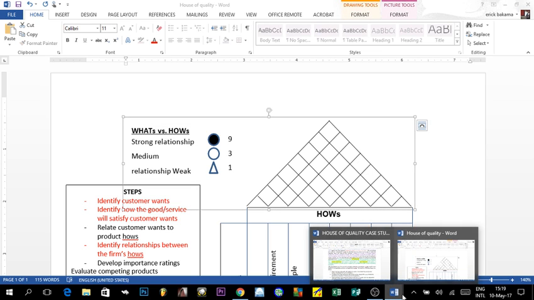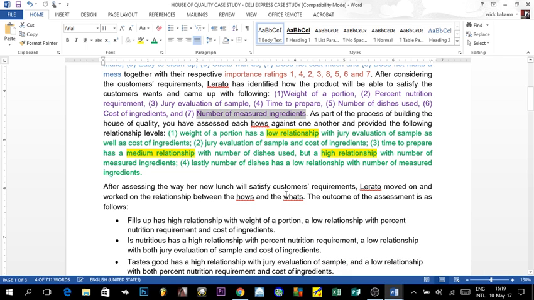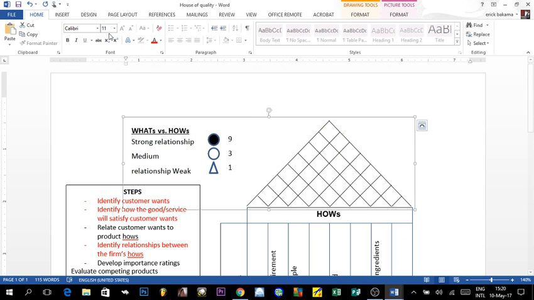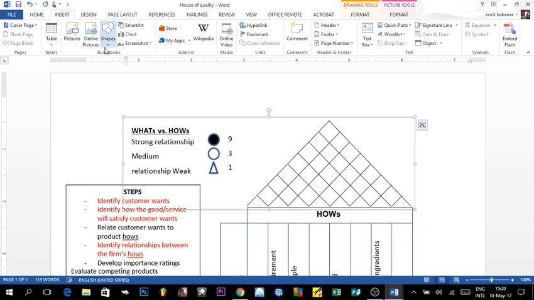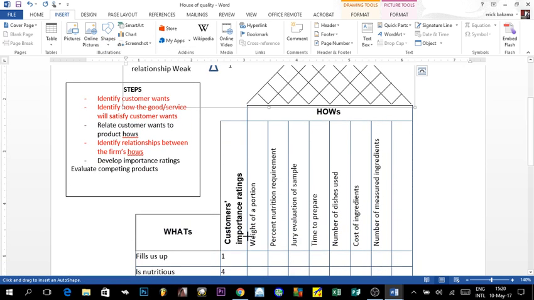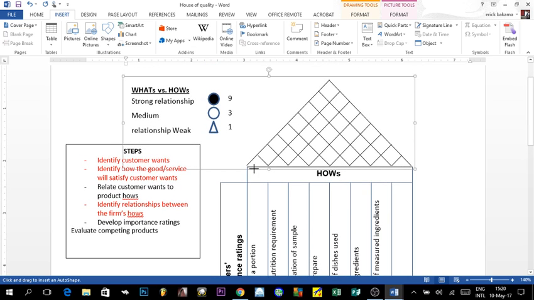Now we come back to our case study, and we look at the relationship, the green part, between the hows, how the company is going to satisfy the customer. They say that the weight of proportion has a low relationship with the jury evaluation of sample as well as the cost of ingredient. Where we are right now, we need first to draw a line. You will see why. Right now we are on the weight of the proportion, which is the first cell, this one here. It's a line that will help us understand.